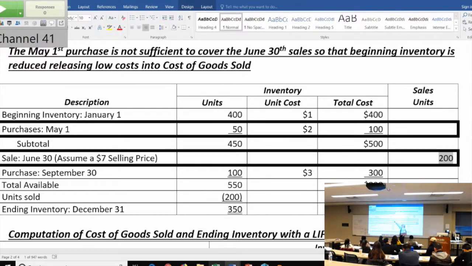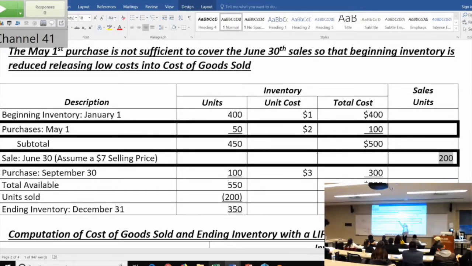You're going to sell the last ones in, so you're going to sell 50 at what? At 2. And the other 150 have to come out of where? The base layer. So you didn't buy enough to cover the purchase, so you have to liquidate those base layers. And therefore, you get the same result, except that in terms of sale, 200 units at 7. You also get the same purchase, another 100 at 3. What you don't have, however, is enough to cover the sale. So your ending inventory is 350.